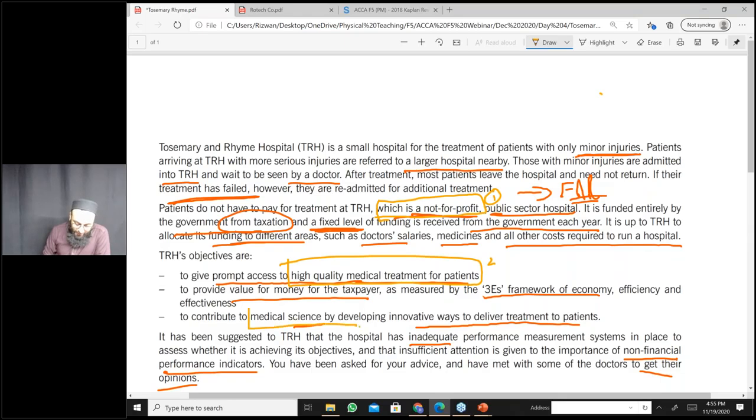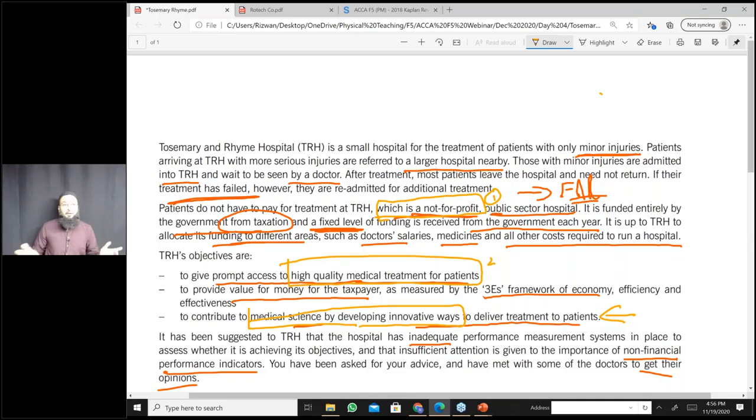They need to develop innovative ways to deliver treatments. Now, high quality. If you want to measure quality, you need to focus on financials or non-financials? You tell and decide. Come on, I want to see your answers. If your focus is on quality, what do you need? Tell me, guys. You need financials or non-financials? Come on, you tell me. Mainly the focus should be on financials. Sorry, I beg your pardon. Non-financials. Yeah, mainly non-financials. You want to develop innovative ways.